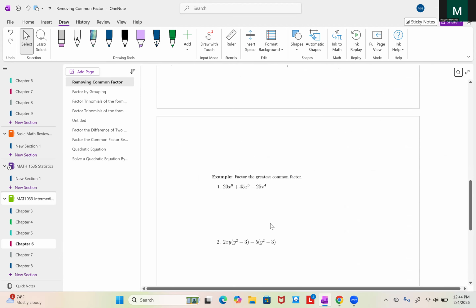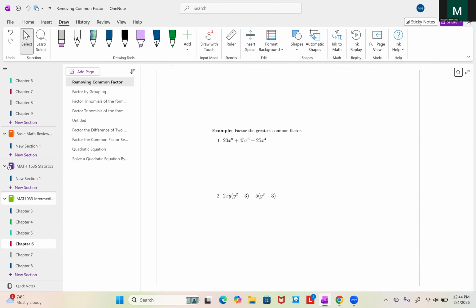Okay, example, factor the greatest common factor. So the greatest common factor is the largest factor that is common to each of the coefficient terms. That's for the coefficient terms. So 20, we can write it as 2 squared times 5. 45 can be written as 3 squared times 5. 25 can be written as 5 squared. So if you notice, the bases are prime numbers.